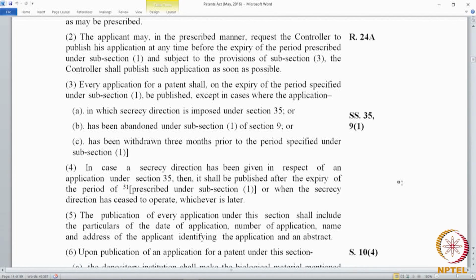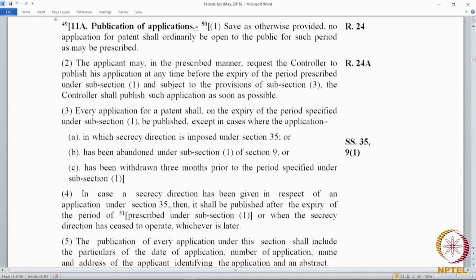The third instance where an application is not published after the mandatory 18-month period is where it has been withdrawn 3 months prior to the specified period under subsection 1. Now, 3 months before the end of the 18-month period, the application is withdrawn. The form for withdrawal of the application is Form 29.